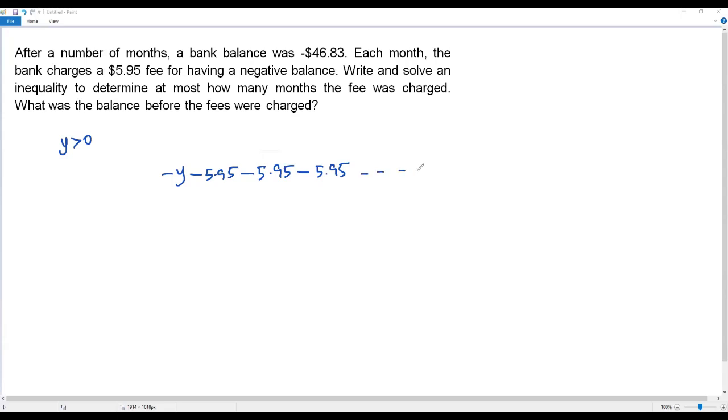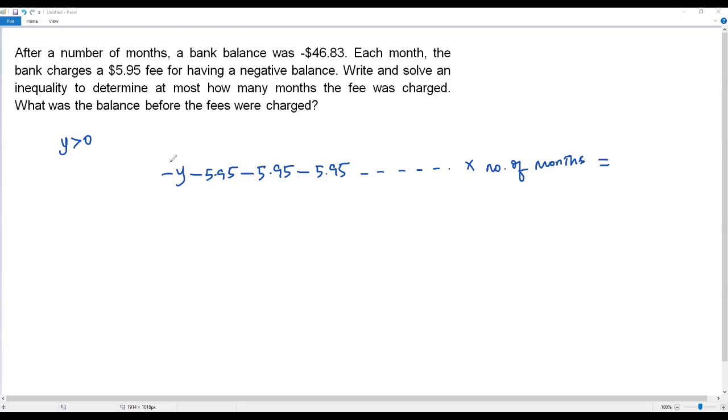In this way, the bank charges a fee for, let's say, X number of months, because we have to find at most how many months of fee is charged. I assume the number of months is X. So the bank charges a fee for X number of months. Then after X number of months, what will be the balance of my account? That is given in the question itself, that is negative $46.83. But according to what we have here, what is my bank balance after X number of months?